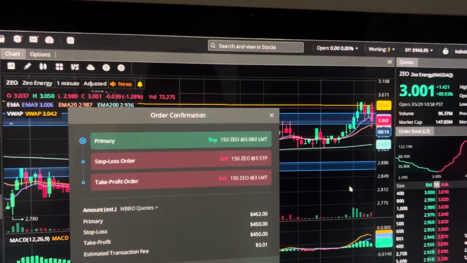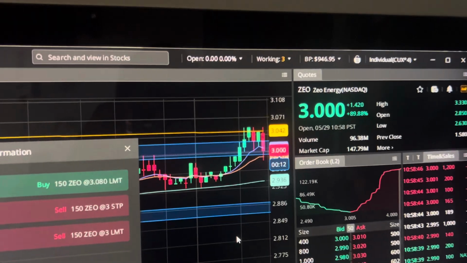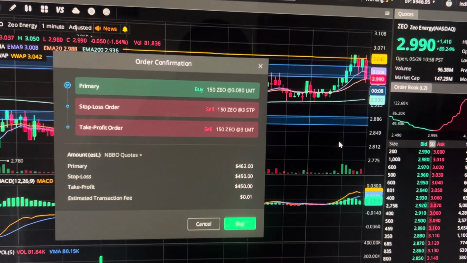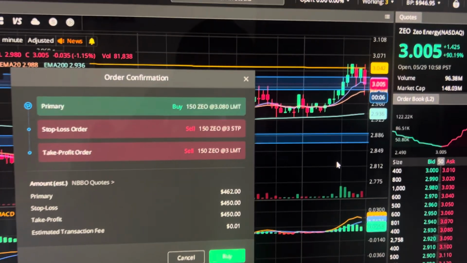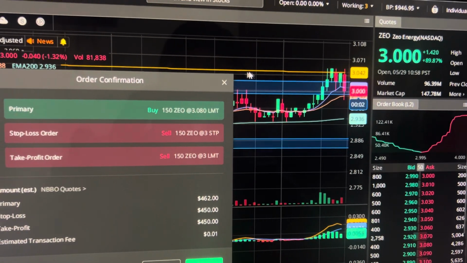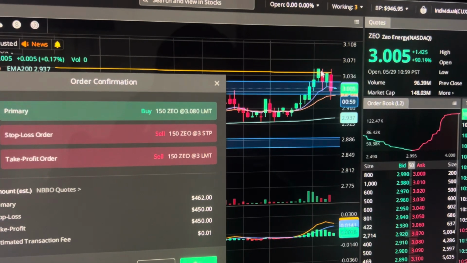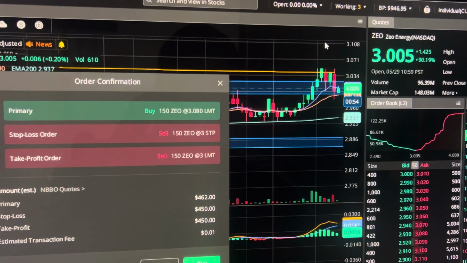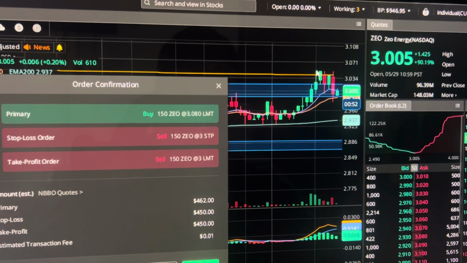This is an example of a ticker, ZEO Energy. As I was waiting here, ready to execute this order, I was waiting for it to break out of my VWAP, volume weighted average price, with a full candle, above this to the upside. This was a fake out right here.